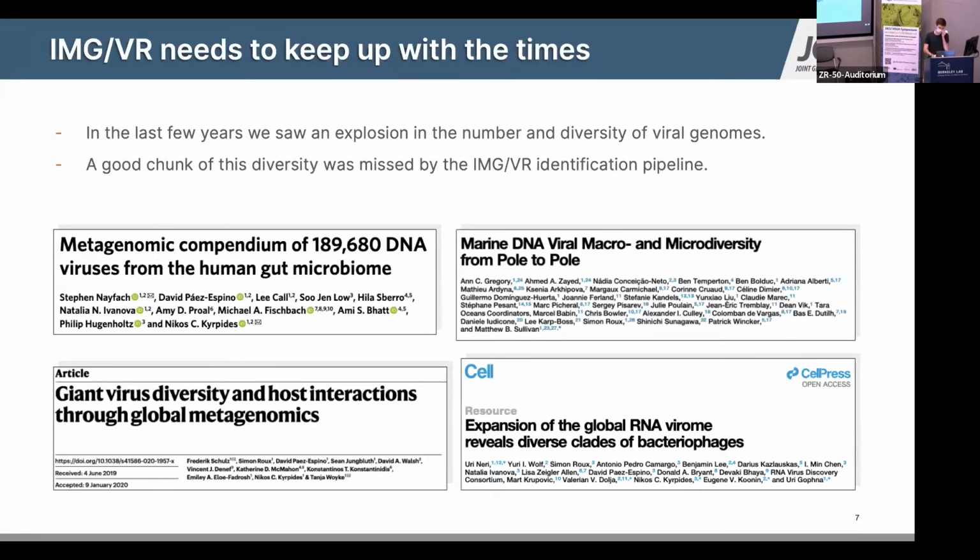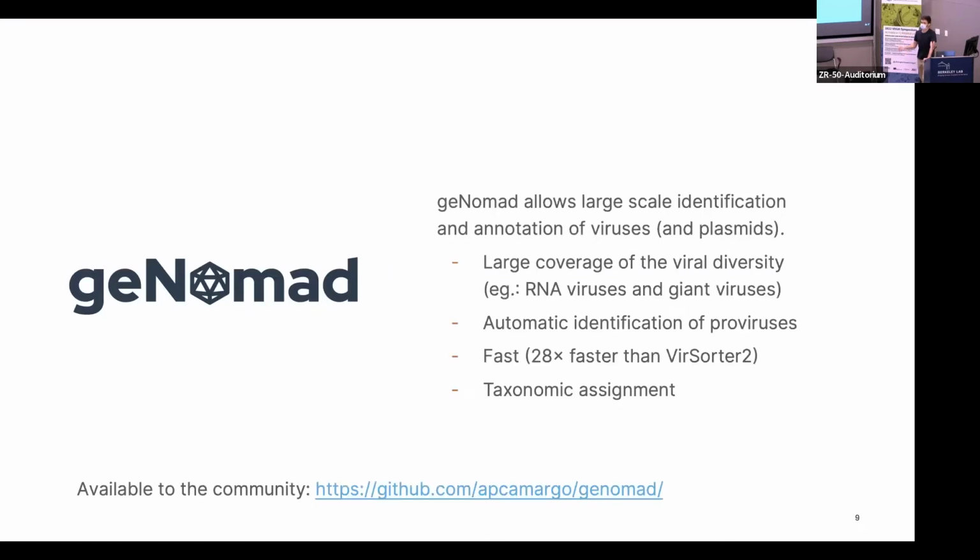And the IMG/VR identification pipeline didn't really capture all of this diversity because it was one of the first big screenings of viruses. It wasn't really prepared for this new wave of viral groups. So we needed to update that. And last year, we developed geNomad, which is a tool that allows large-scale identification of viruses, also plasmids. It's a shame that I can't talk about plasmids today, but yeah. It covers much more of the diversity of the virosphere.